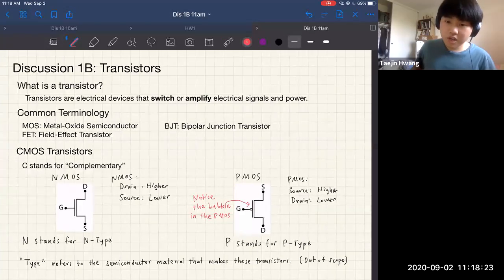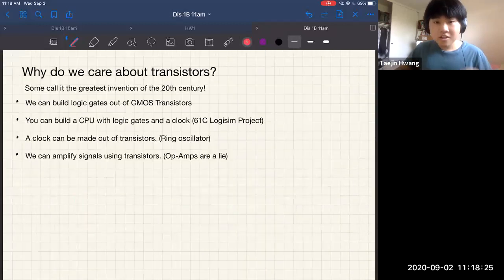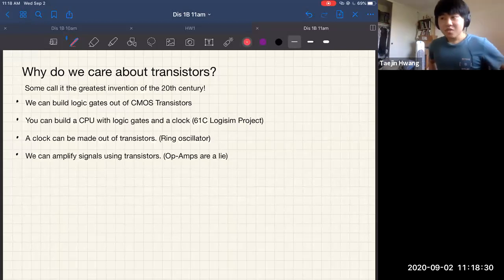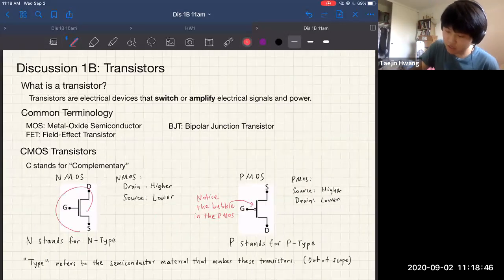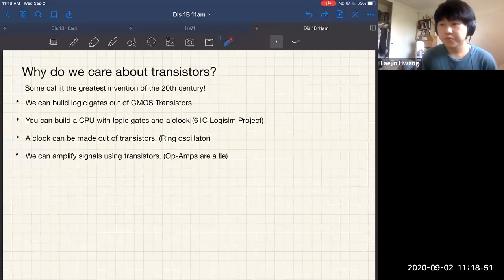All right, if we don't have any other questions, I shall move on. So why do we care about transistors? I don't know if lecture talked too much about this. I know lecture talked a lot about power. But some people may call the transistor the greatest invention of the 20th century. This is really because these little building blocks, the NMOS and PMOS transistor, form your computers. And today in discussion, we'll see how to build logic gates out of these CMOS transistors.